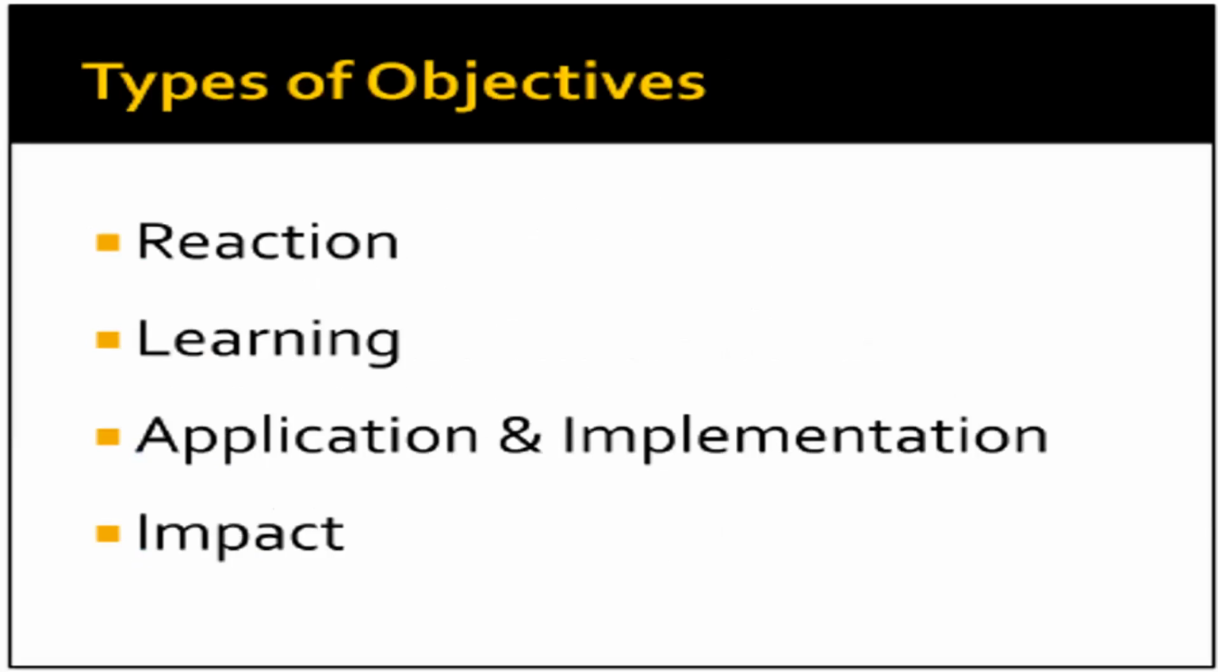Impact objectives are those objectives that are tied into key business needs or measures that should improve as your application and implementation objectives are completed. They are also usually tied to a performance measure and are very specific. Impact objectives look at the overall expected outcomes of the project.